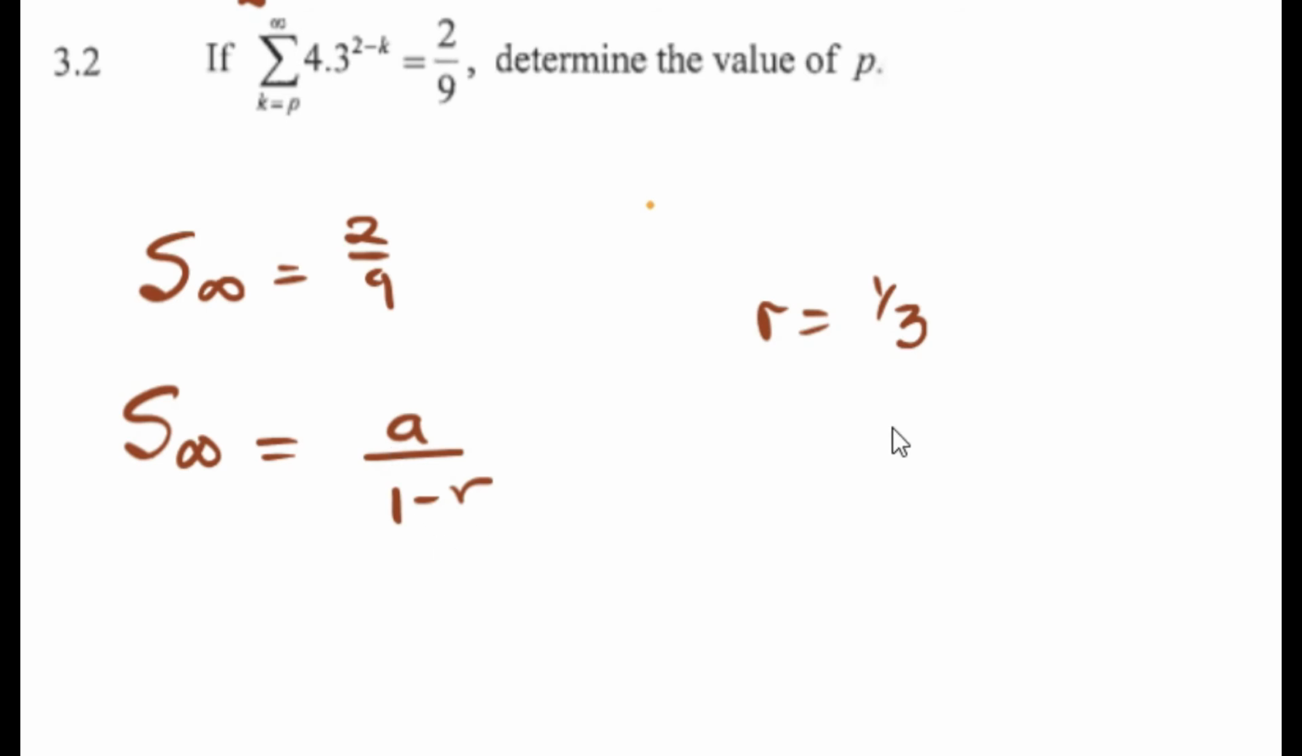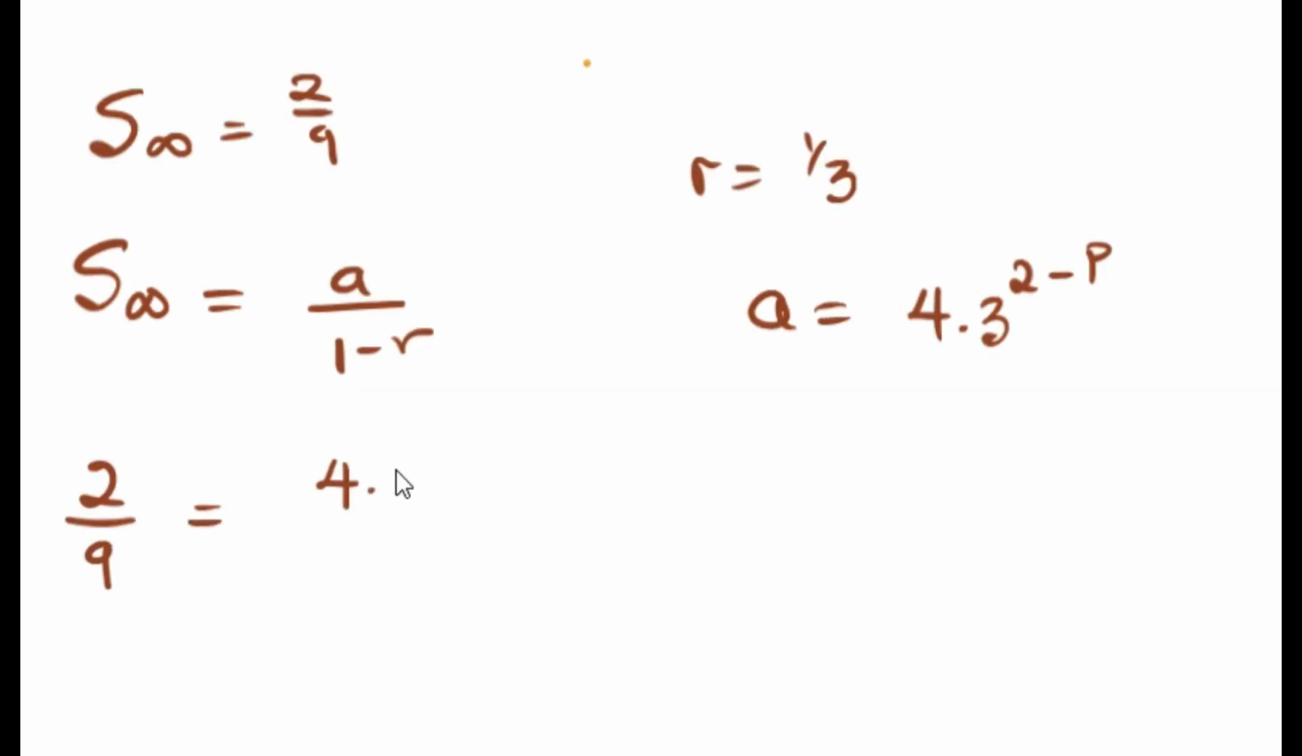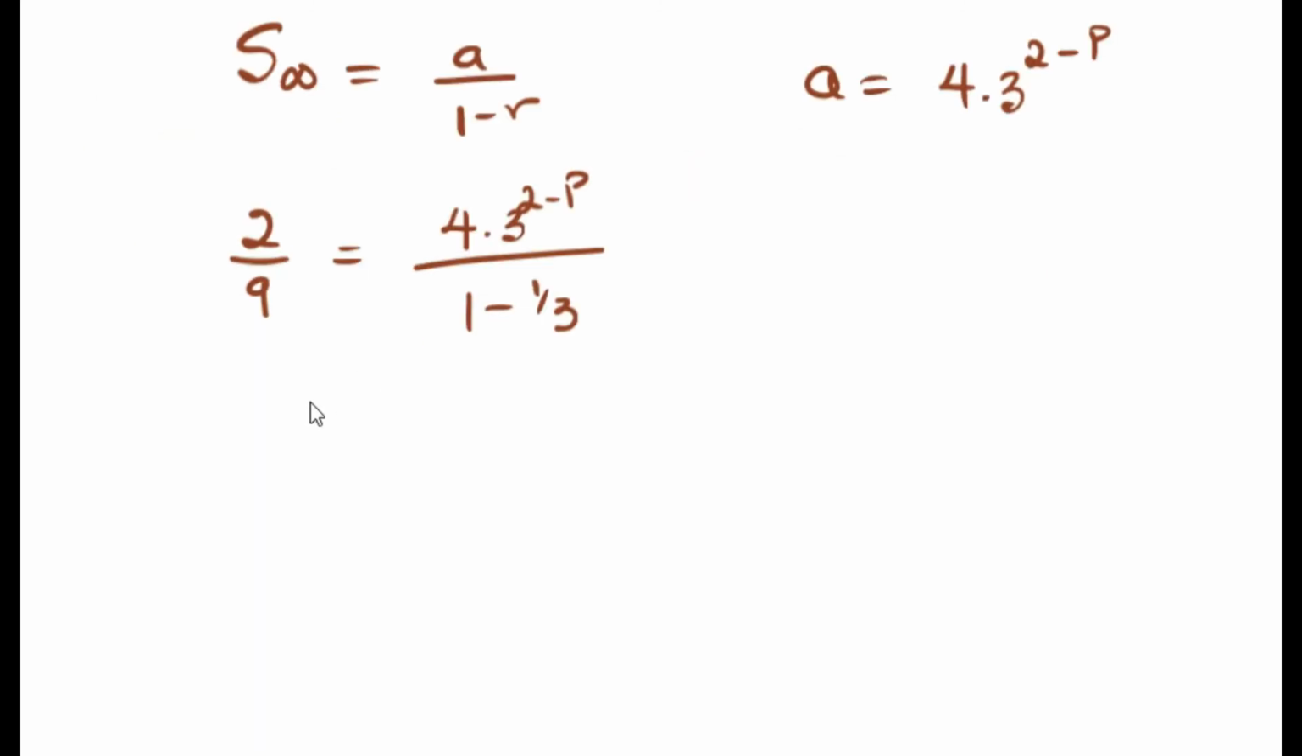So your r is 1 over 3, and your a will be a little bit different because of the first value we substitute to give us, yeah? So this will be your value for a. Now, all you need to do is substitute. Let's substitute each and every one of these into our formula, then we simplify.